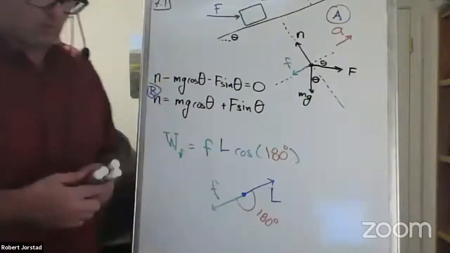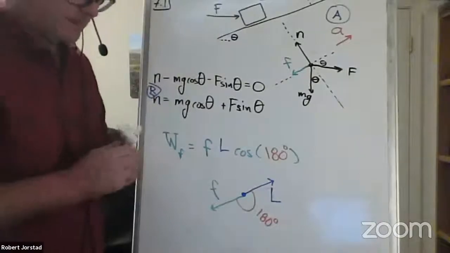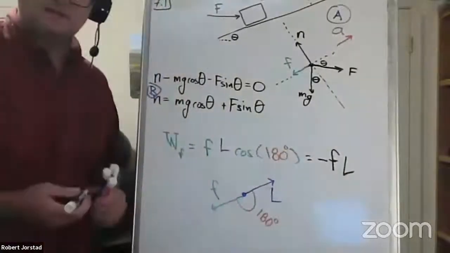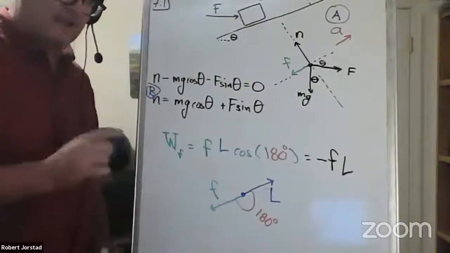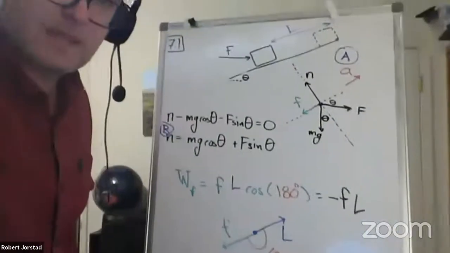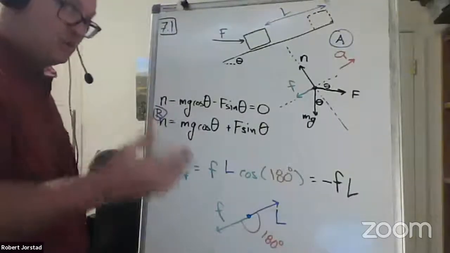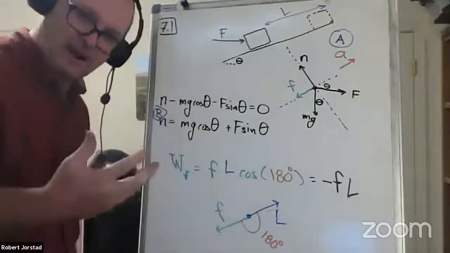What's cosine of 180? -1. So this ends up being negative FL. Wait a minute. Does the negative work make sense for friction? Think about it. It's slowing you down. So friction is trying to slow you down. Exactly. And this explains why we don't know which way this thing is accelerating, right?